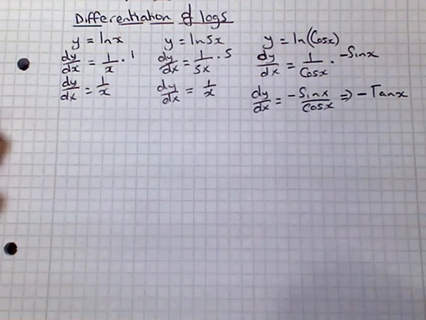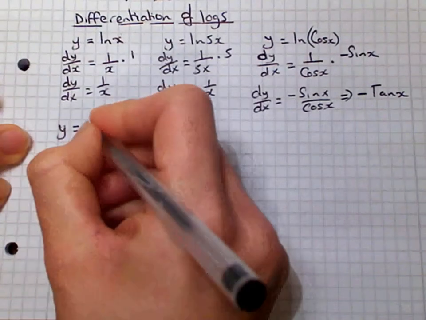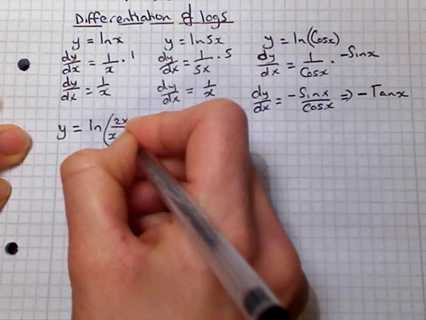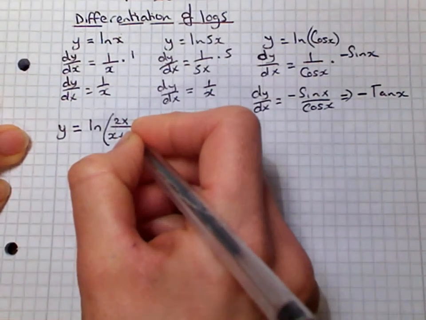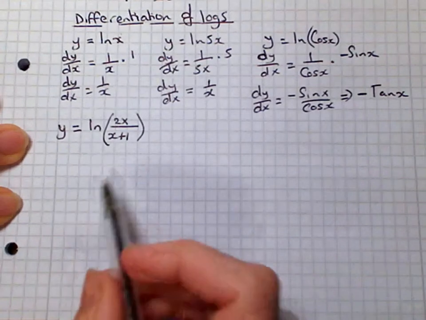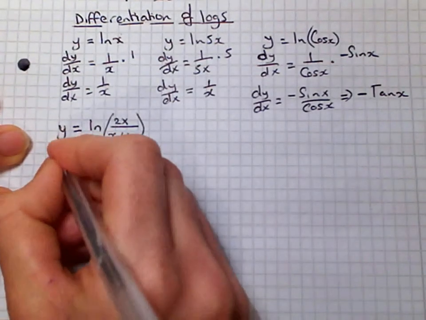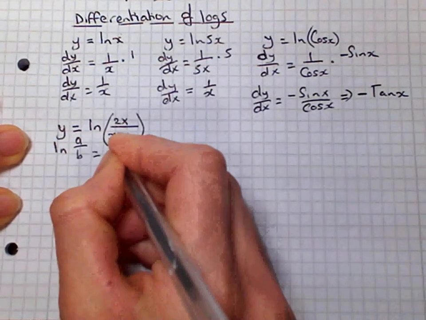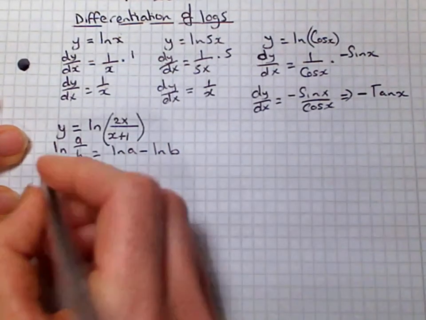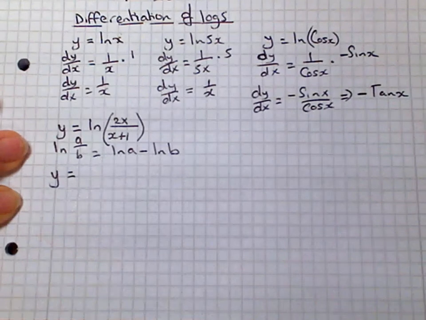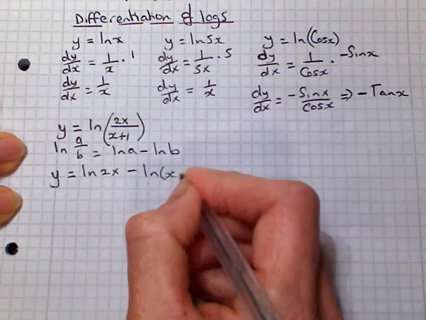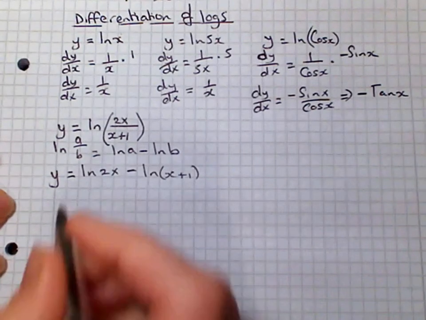Now another example would be if you took y is equal to the ln of 2x all over x plus 1. So you bring in the laws of logs here. The law of log I'm going to use is the ln of a over b is the ln of a minus the ln of b. So before I start to differentiate, y is equal to the ln of 2x minus the ln of x plus 1. So we're going to differentiate both of those separately.